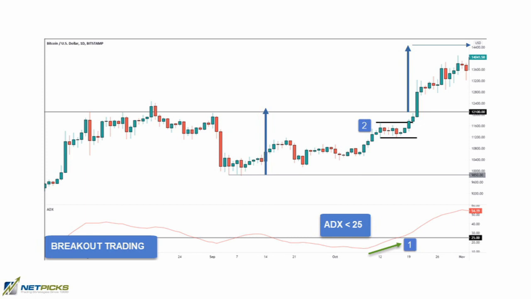Now, initial targets for profit or trade management is generally the size of the range in the height projected from the breakout level. But this is Bitcoin, so a lot of traders just look to get in and hold on.